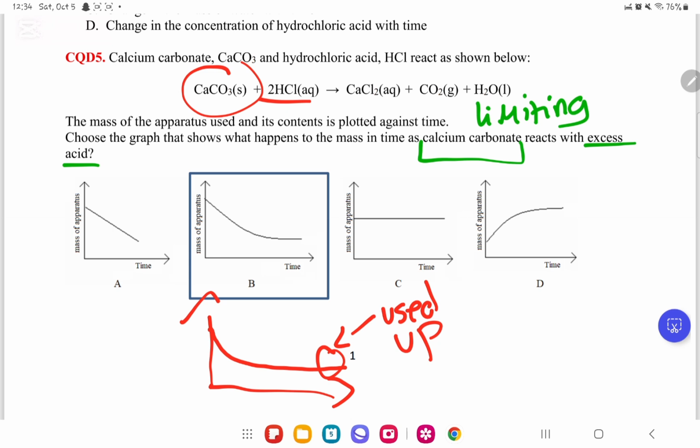Okay, it's fully used up. Now, if we were talking about products, however, if we are doing the mass of products plotted against time, for example, the CaCl2, or no, we cannot do the CaCl2 because it's aqueous. If they gave us a solid product and they told us to graph what happens to the mass in time of this solid product, it will be as such. It will increase, and then it will be a constant slope.